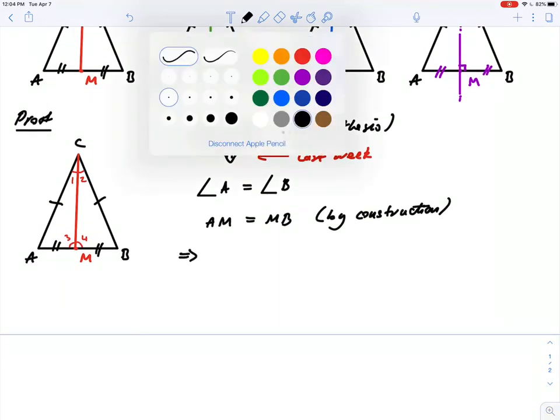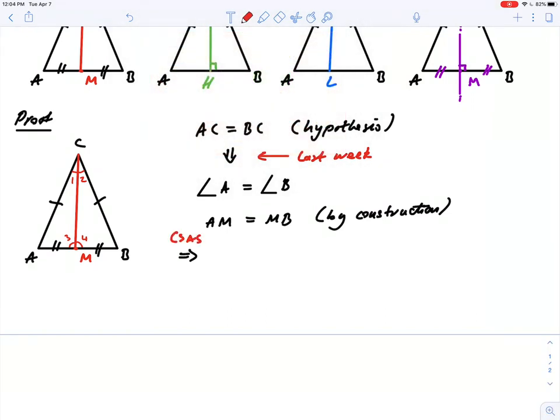At this point, the side angle side criterion guarantees that the triangle AMC is congruent to the triangle BMC. Sorry, got to be very careful. It's congruent to BMC. What does that mean? Well, if we match up corresponding angles, lengths, everything matches. So in particular, we know immediately that angle 1 must be equal to angle 2.